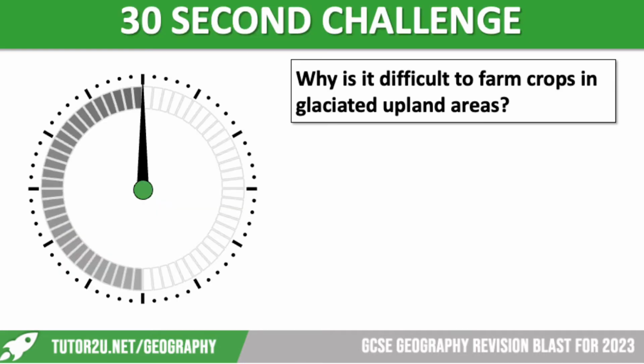Right, we're going to move on to a 30-second challenge this time. So we've got a number of these. I think we may have 3 of these. Our first one is, why is it difficult to farm crops in glaciated upland areas? If you've got a pencil or pen next to you, make a few notes. You've got 30 seconds. If you need more time after 30 seconds, you can always pause.